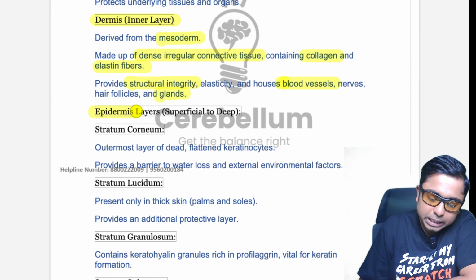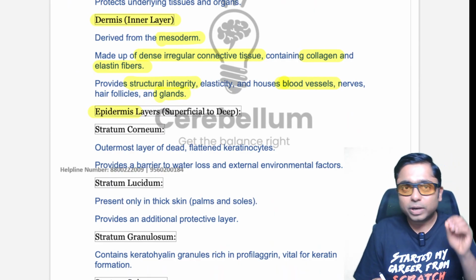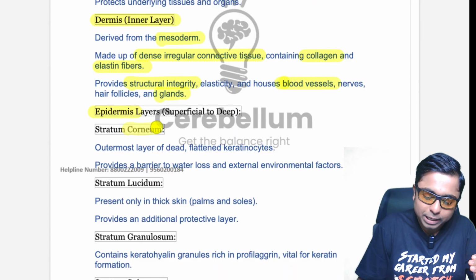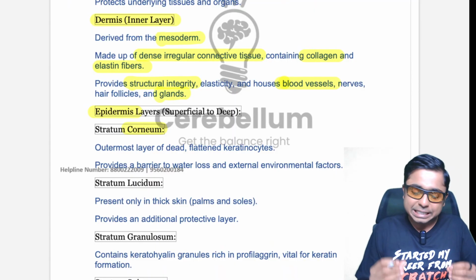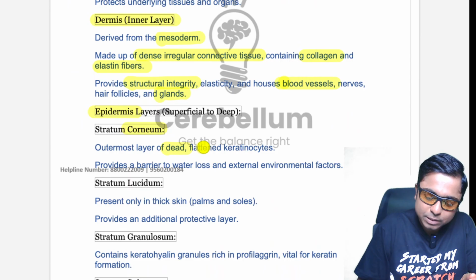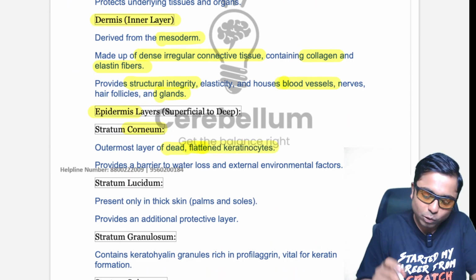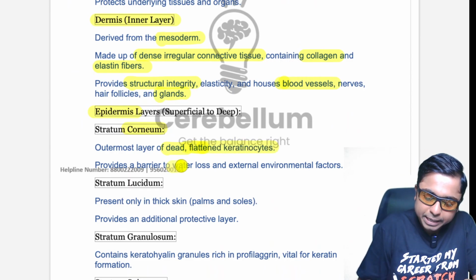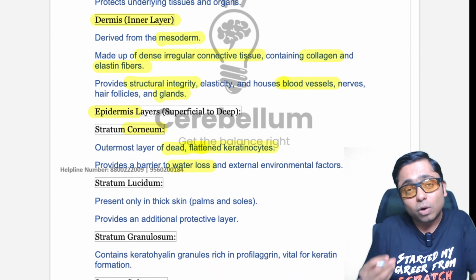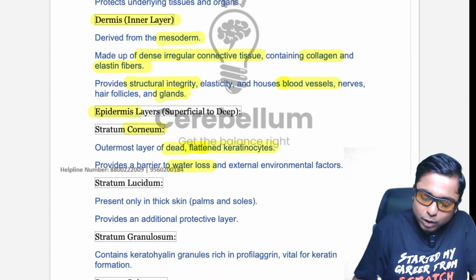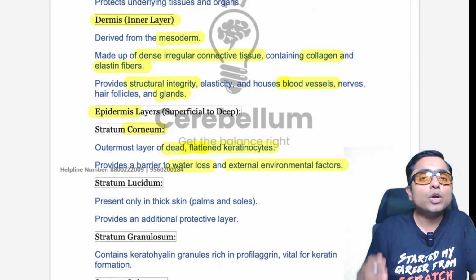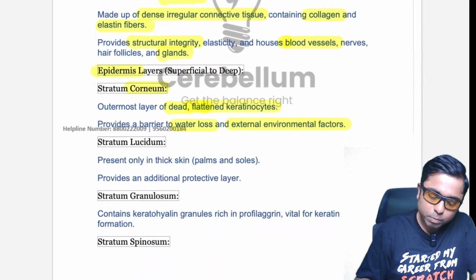So coming to the discussion about the epidermis, remember we have 5 layers. First one, the outermost layer, which is called stratum corneum. Remember, it is a dead layer, and it consists of flattened keratinocytes, and it provides a barrier to the water loss, which is called transepidermal water loss, and also it will prevent entry of the external factors into the body.